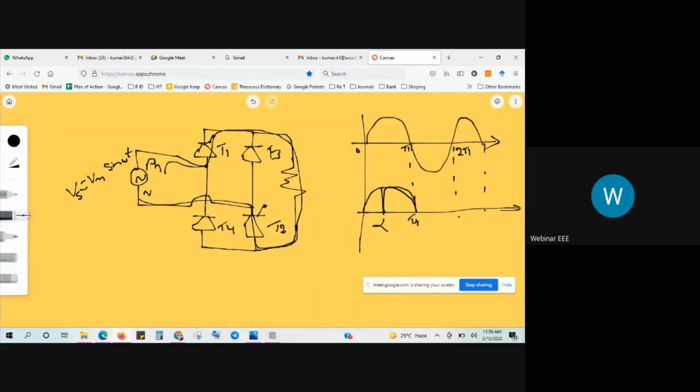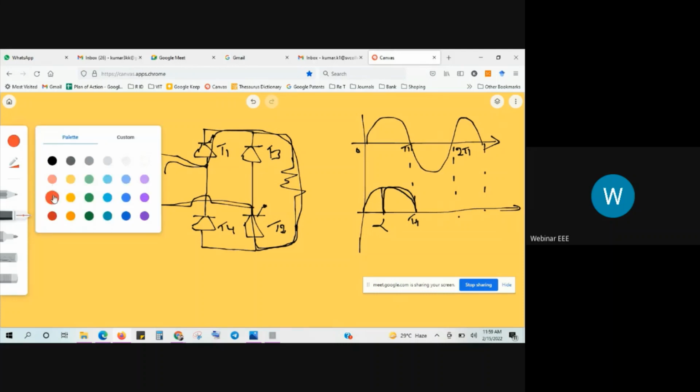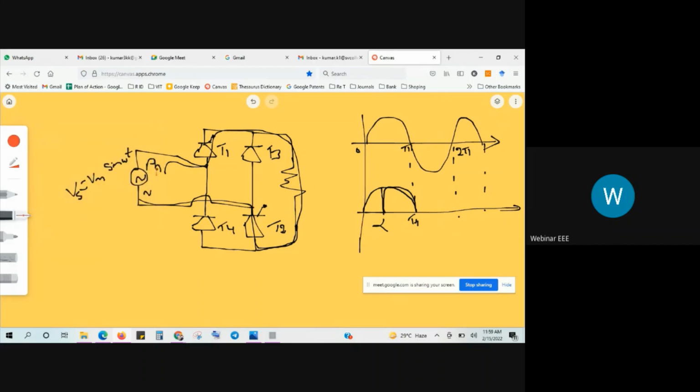Up to here is the same operation. During the negative off cycle, this becomes neutral, this becomes phase. So now observe, this is phase. The phase is connected to T3 anode, so it is in forward bias condition. Current will flow from T3 to load. If I turn on T2, it becomes a short circuit, so current enters T4 to the neutral point. So current is circulating in this loop.